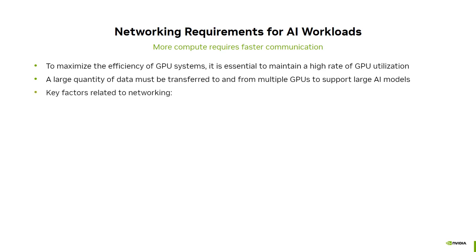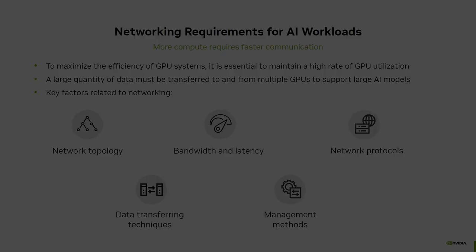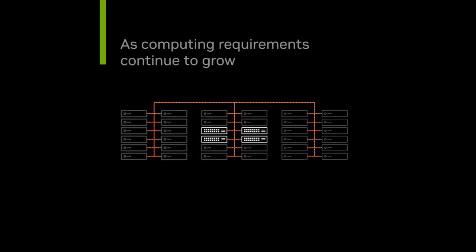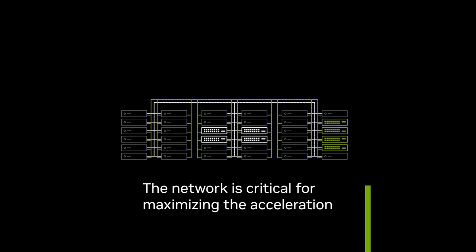There are several networking-related key factors that affect the performance: network topology, bandwidth and latency, network protocols, data transferring techniques, and management methods. Some of them will be discussed in this unit. As computing requirements continue to grow, the network is critical for maximizing the acceleration provided by the GPU.